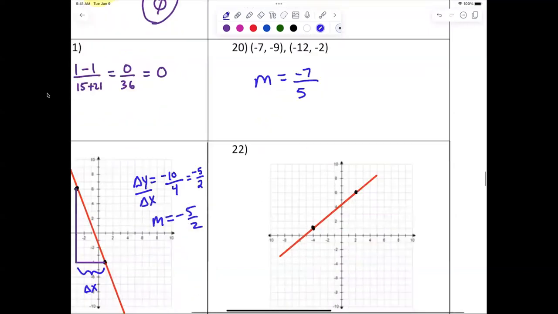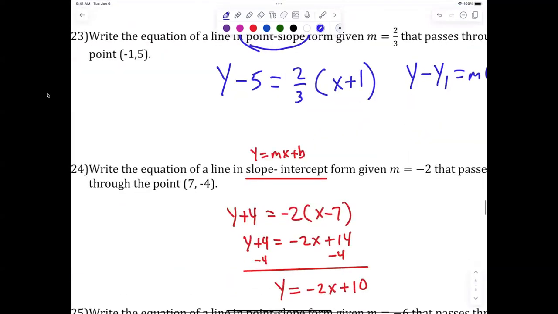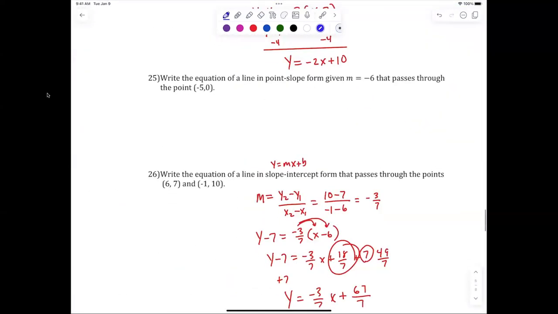All right, 22, rise over run to get from one point to the other point. All right, we went up how many? And we went over how many? 6. Slope equals 5/6. Everybody good with that? All right, here we go. We did 23, 24. Now let's do 25.